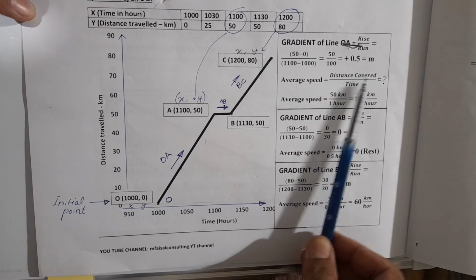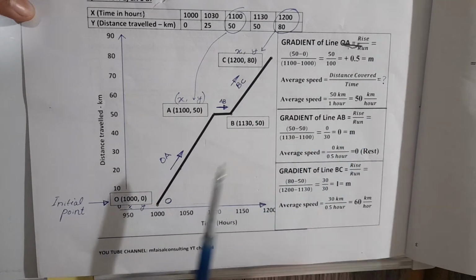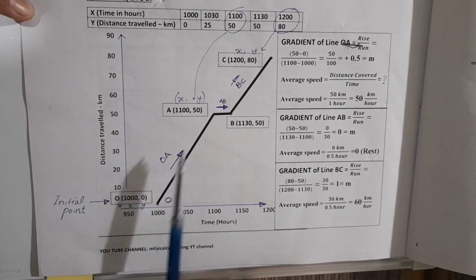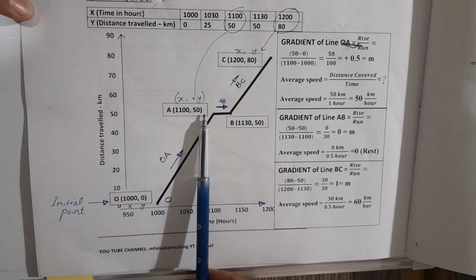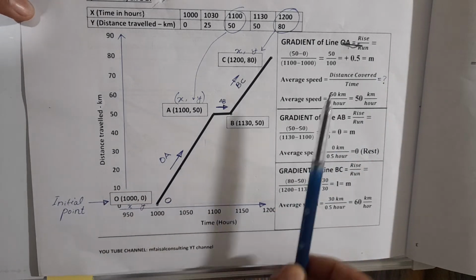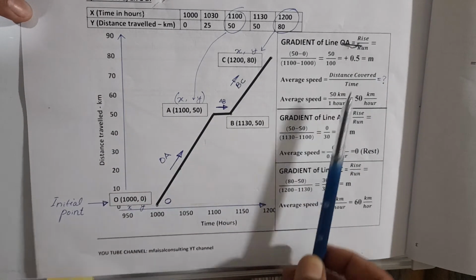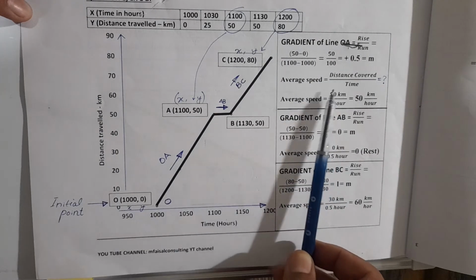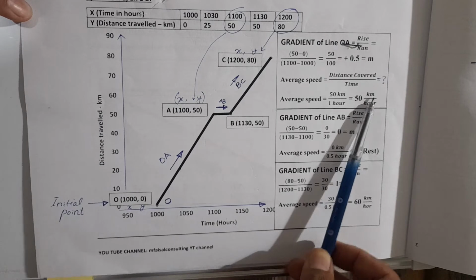Average speed is distance covered divided by time taken. So distance covered is on y-axis. This was 0 and this was 50. So distance covered is 50 kilometers in time 1 hour. 1100 hour minus 1000 hour is 1 hour. So 50 divided by 1 is 50 kilometer per hour.